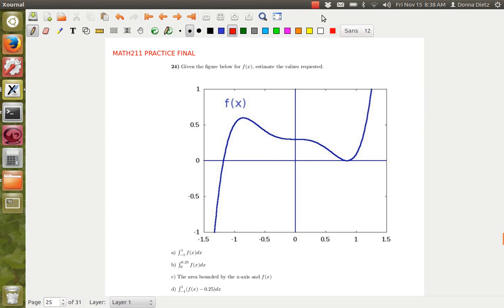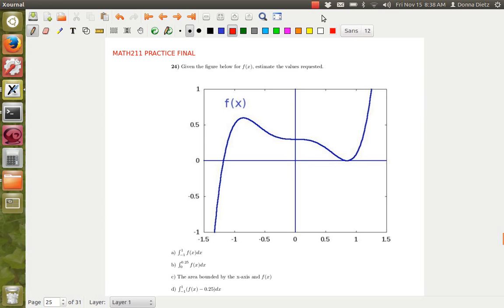The figure below is for F, and you want to estimate the following. Okay, so this gets a little bit messy, and there's a lot of different ways you can do it. I don't really care how you do it, as long as you pick something that makes mathematical sense and is consistent, and you get a reasonable answer. They don't have to be exactly the same as the answers I'm getting.